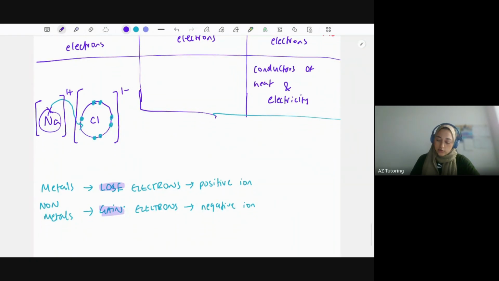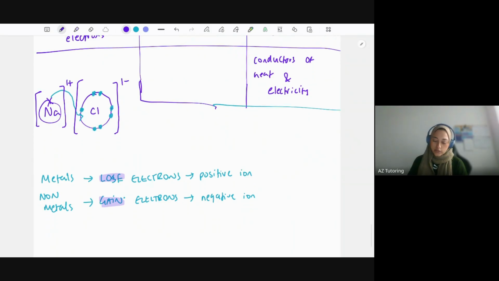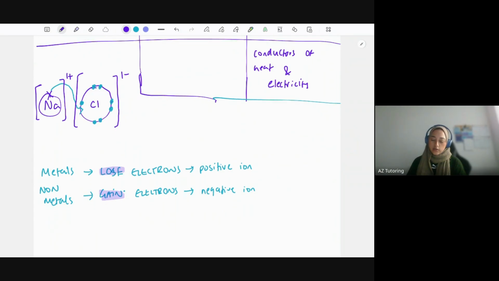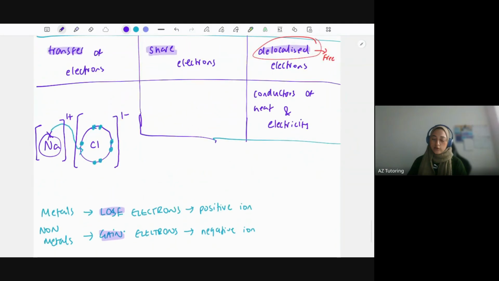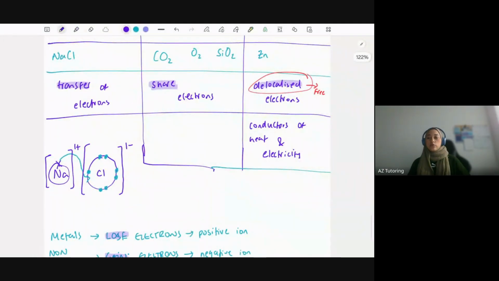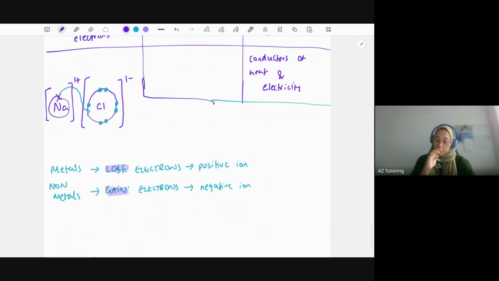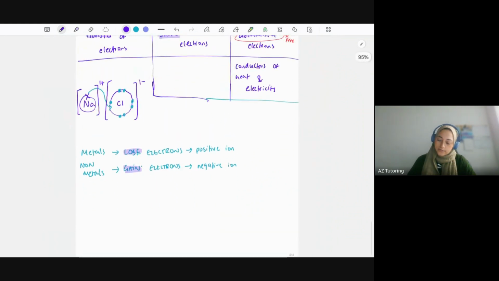Okay, so the metals lose electrons, so therefore they become positive. Non-metals gain electrons, so they become negative. And depending on the number that it's got, it depends on what you put in front as well. So that's an example of sodium chloride. The more common one that they ask you in the exam is ionic bonding to draw, because covalent bonding is quite difficult. But let's go over a covalent bonding example.